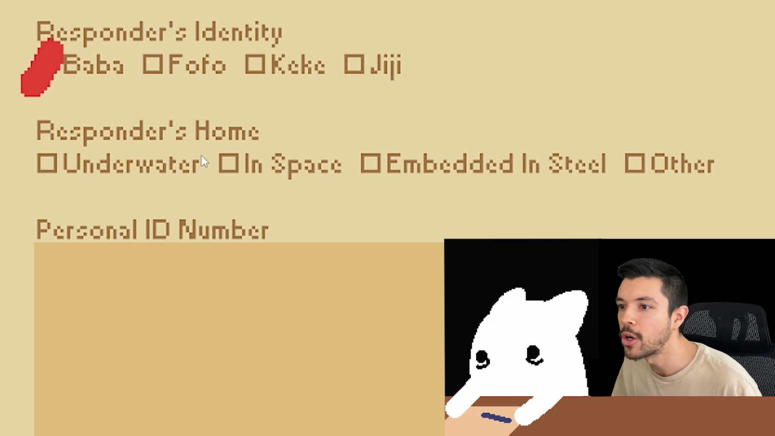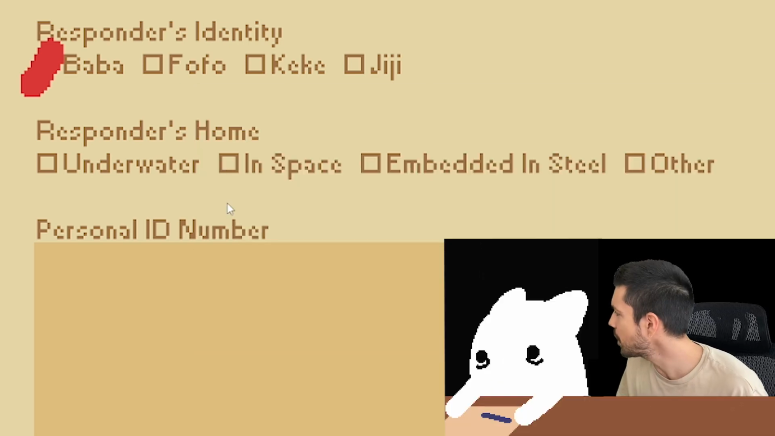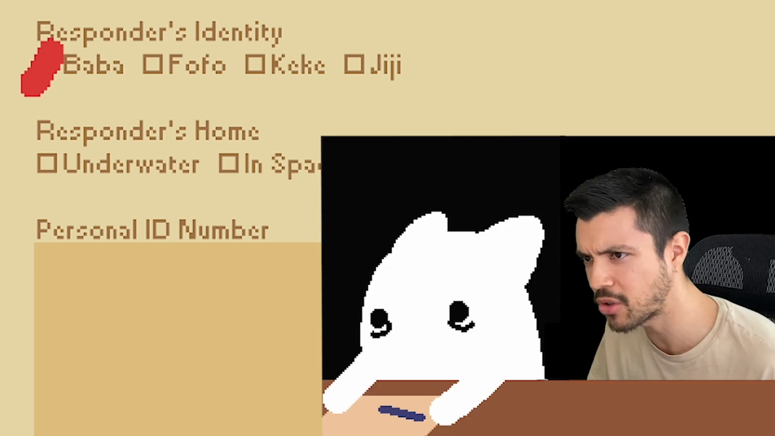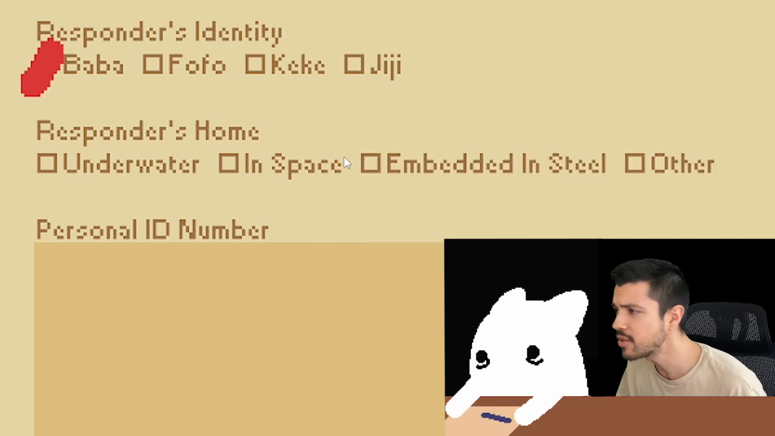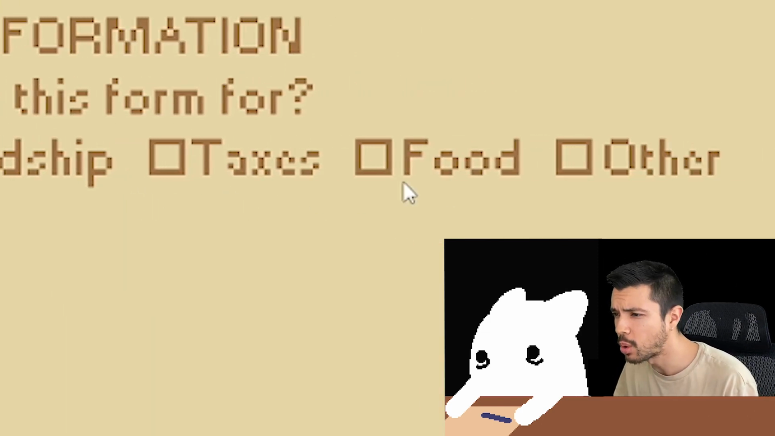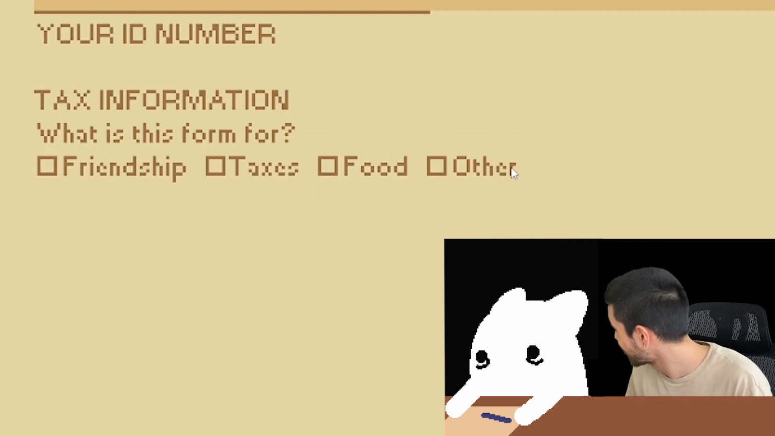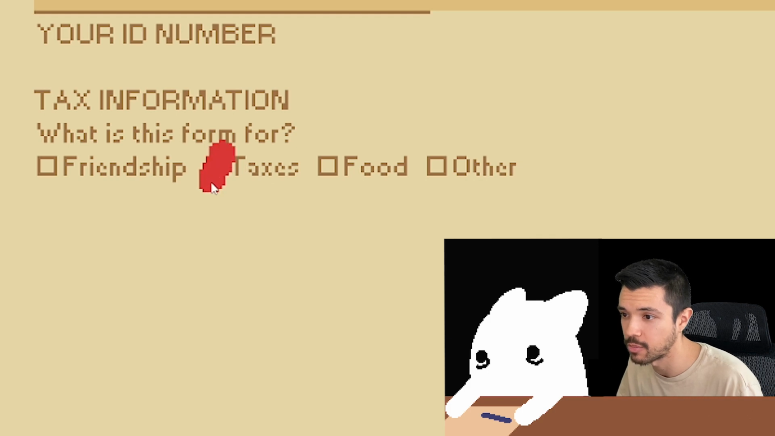All right, responder's home, underwater, in space, embedded in steel, or other. Where do you live? I mean, you're not an ocean-dwelling creature. Embedded in steel, I'm not really familiar, I'm not sure how that works. Or other. I think this is played on the safe side and put in space. Tax information. What is this form for? Friendship, taxes, food, or other. I mean, as much as friendship might exist in the tax office, I think this is strictly for taxes, Baba. So we just gotta mark taxes here.